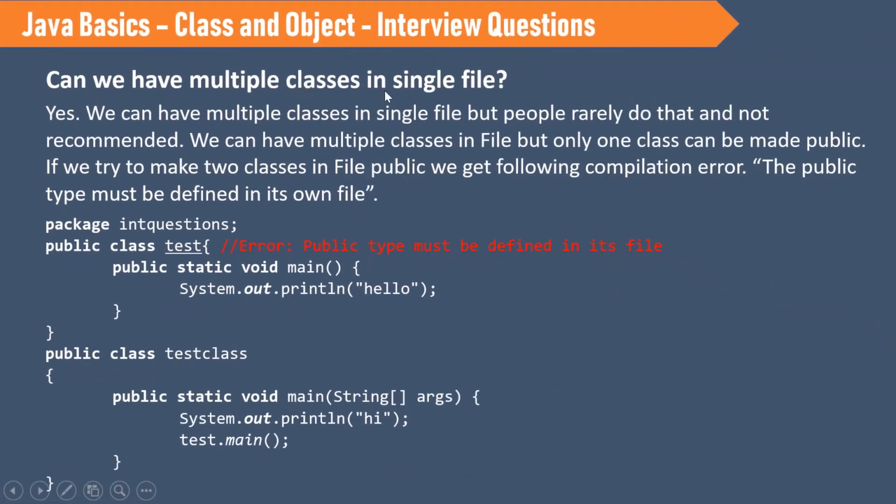Okay, so can we have multiple classes in a single file? Yes, we can have multiple classes in a single file, but people rarely do it and it's not recommended. We can have multiple classes in a file, but only one class can be made public. If we try to make two classes in a file public, we get the following compilation error: the public type must be defined in its own file.